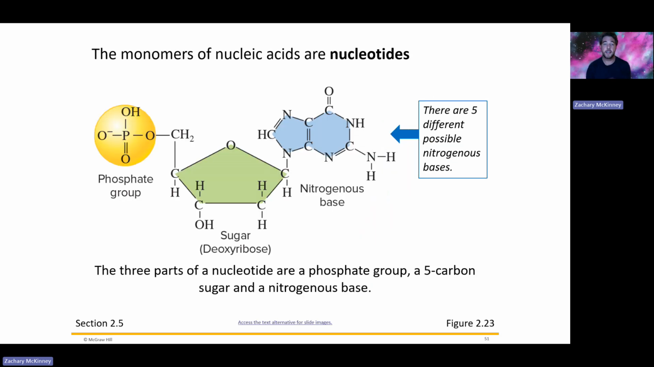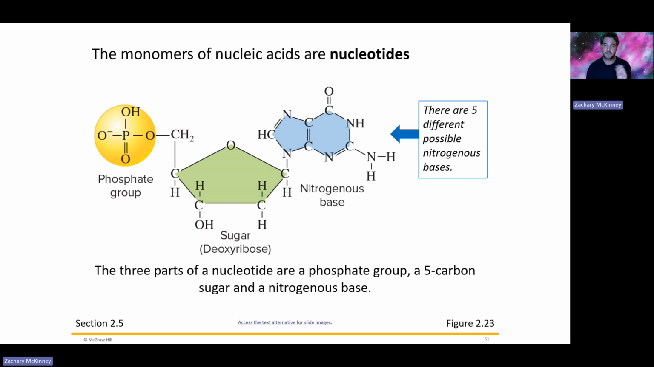What is a nucleotide? A nucleotide is a structure that has three different components, kind of like amino acids have the carbon, the carboxyl, the amino, and the R group. Nucleotides have a common structure as well. They have this central sugar. They have a phosphate group over to the side, and they have what's called a nitrogenous base. And like in amino acids, the R group was what made each amino acid unique. For nucleotides, it's this nitrogenous base that's going to give them each their function.